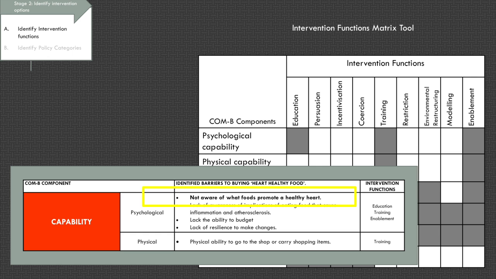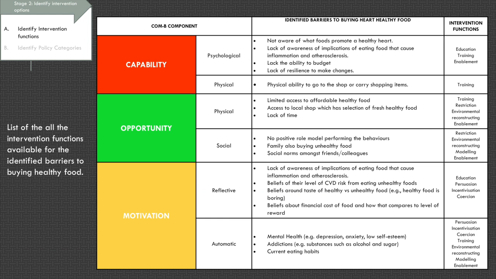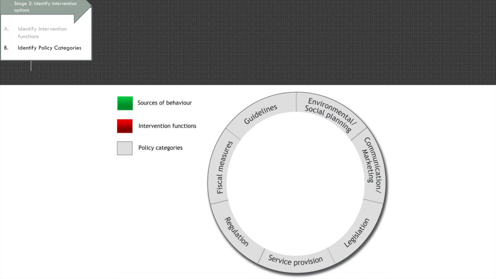So once you've done that process, this is what the outcome might look like. So you've got a list of all your identified barriers, and you've also got a list of all the intervention functions that will likely bring about change or might reduce or remove those barriers and help people buy, in this case, healthy food. The next key step in this intervention design process is to identify which policy options are going to support the delivery of the intervention.